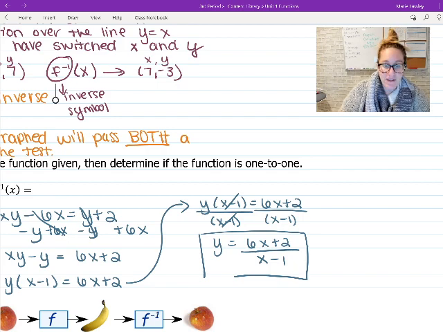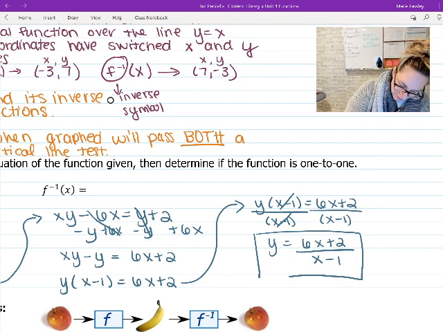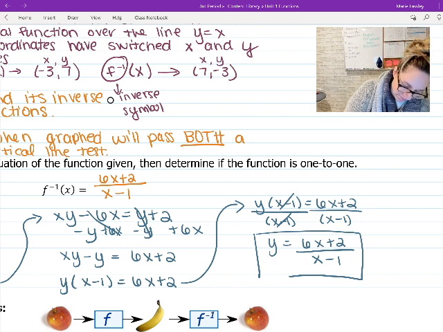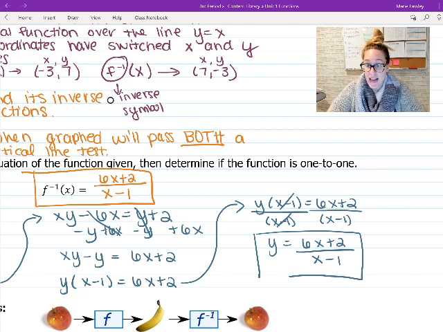So f inverse of x, this equation over here that I was trying to find, is 6x plus 2 all over x minus 1. That is my inverse equation. Okay, that is finding inverses.